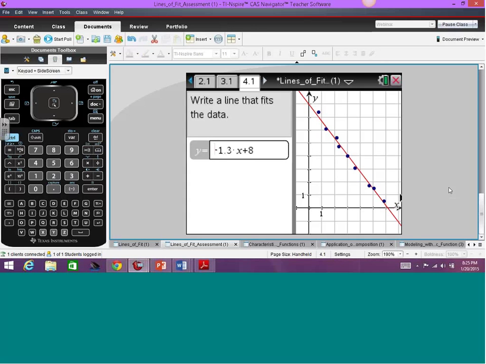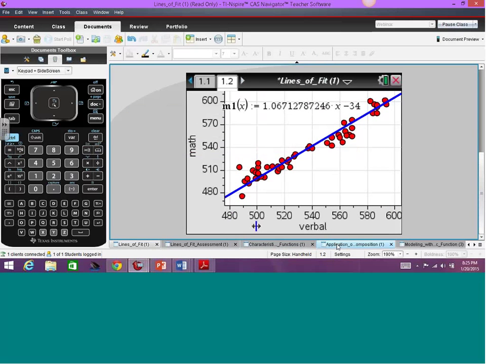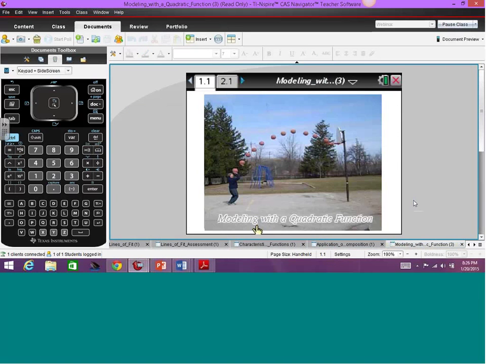Okay, so is there anything else we need to talk about with lines that matter? I think we covered everything here. I think we're in good shape. All right, awesome. So let's talk about modeling with a quadratic then.